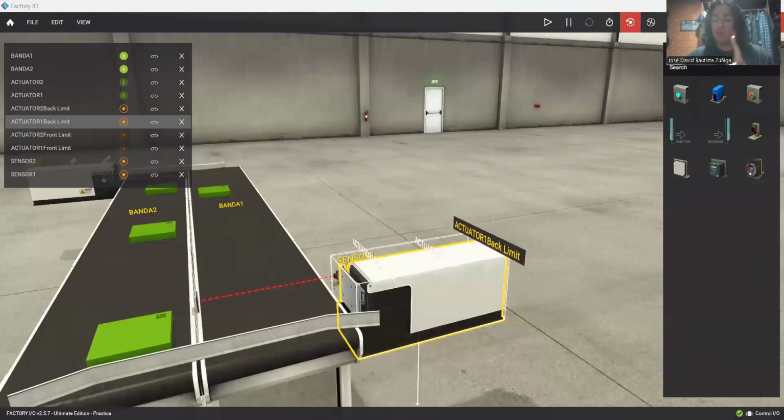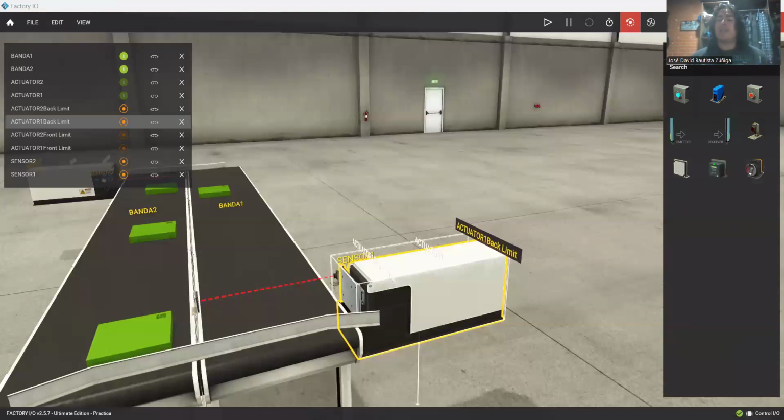And two important things are going to happen. The first one is that it's going to trigger the pusher. So the pusher, which is in the retracted form, is going to start and push the box to the other band. So it's going to move to another position. And also, as in this part right here, it's going to reset the band.